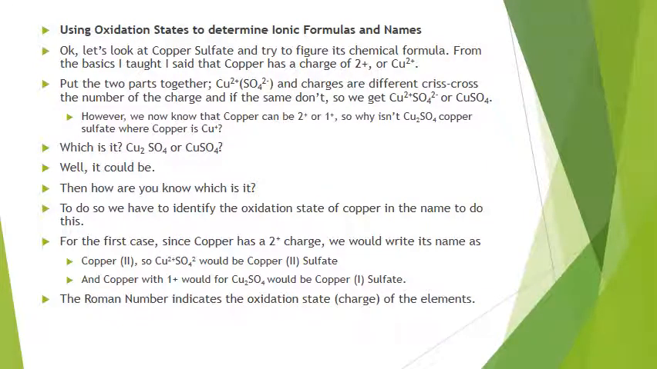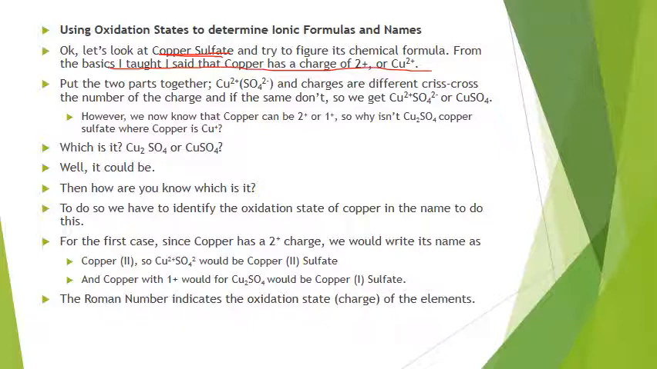Okay, using oxidation states, determine ionic formulas and names. So let's say I have some copper sulfate and I want to figure out the chemical formula. If I say I have copper sulfate, and we originally would have said, because I told you copper is Cu2 plus, you would just come up with CuSO4, all right? But now you have 2 possible choices for copper.